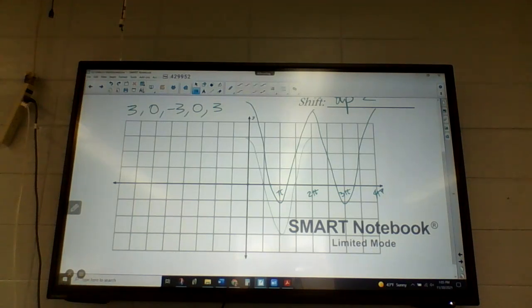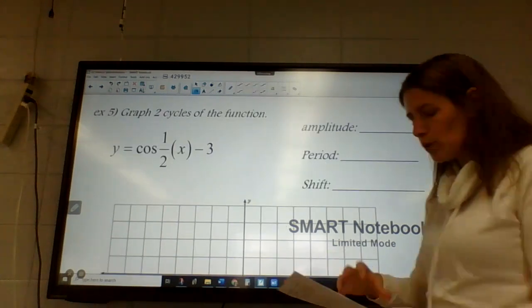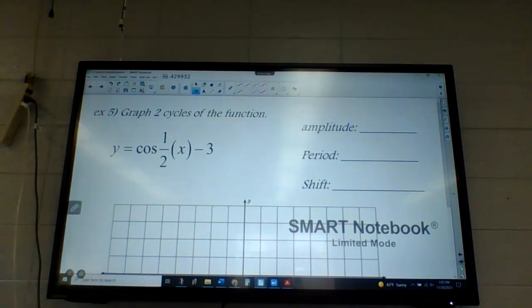So why don't you guys try this next one? The cosine of 1/2 x minus 3. And then we'll do the last one. Well, we'll do both of them together, but the last one, we'll kind of finish up with that one together.